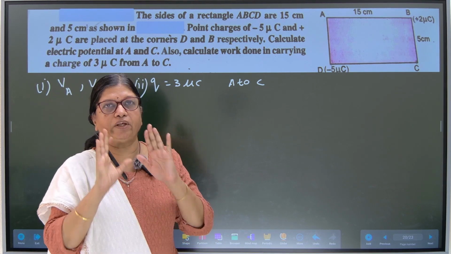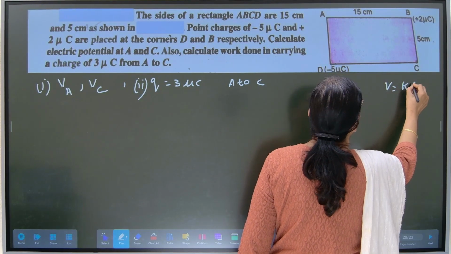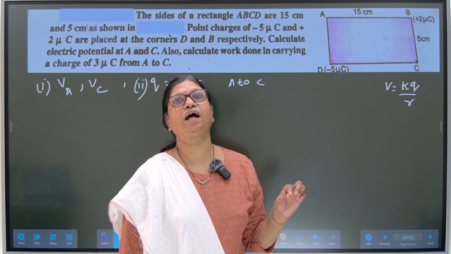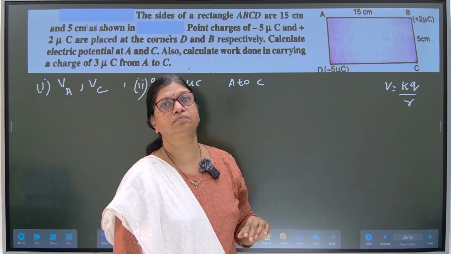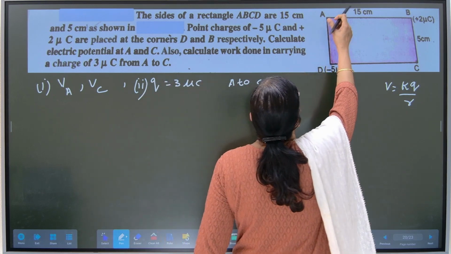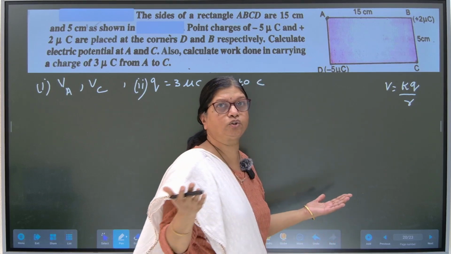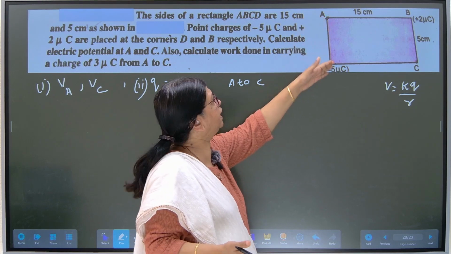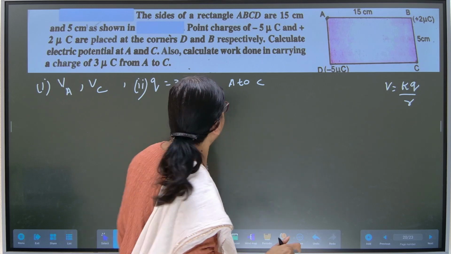Let us talk about VA and VC first. Okay, now as per the formula, V is equal to K, Q upon R. So what is Q? The charge. What is R? The distance from the point to the charge. So what will be VA? VA is a point here. So VA will be what? According to superposition principle, potential from D to A, potential from B to A, and add them algebraically. So what is my VA?